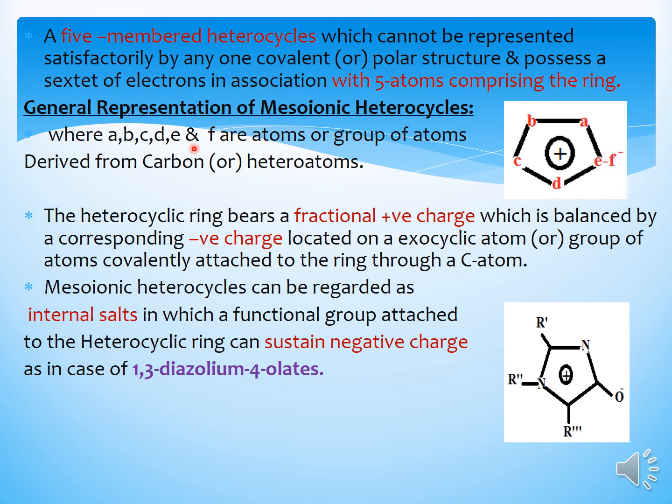Okay, here what we are telling is A, B, C, D, E and F are the atoms or the group of atoms that will be derived from the carbons or the heteroatoms. Okay, it can either be derived from the carbons or from the heteroatoms. Alright, carbons in this sense you can take the methyl group which is attached, alkyl groups. Alright, then moving on to the next point, it is telling the heterocyclic ring is bearing the fractional positive charge as well as the negative charge. Okay, here I will show you the internal salt as well as the external salts.